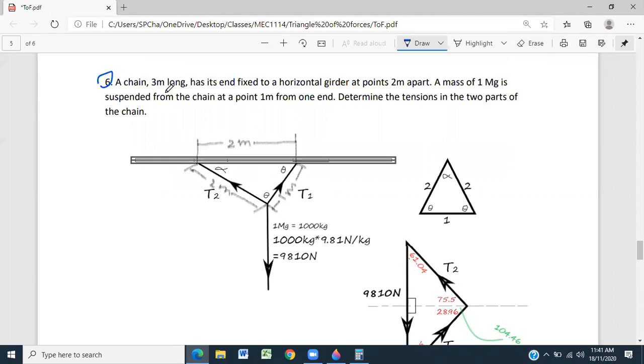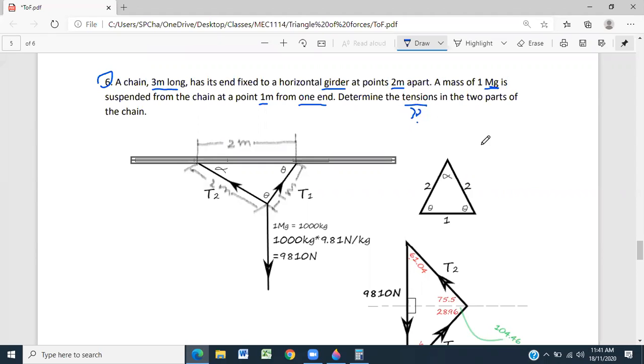A chain 3 meters long has its ends fixed to a horizontal girder at points 2 m apart. A mass of 1 megagram is suspended from the chain at a point 1 meter from one end. Determine the tensions in the 2 parts of the chain. Hold on, tensions again. I highlighted it, but I forgot to explain it last class.